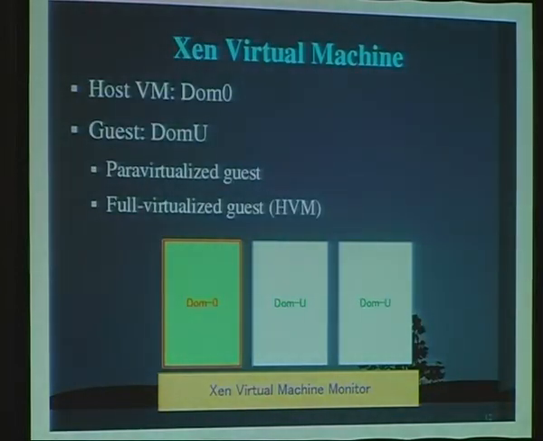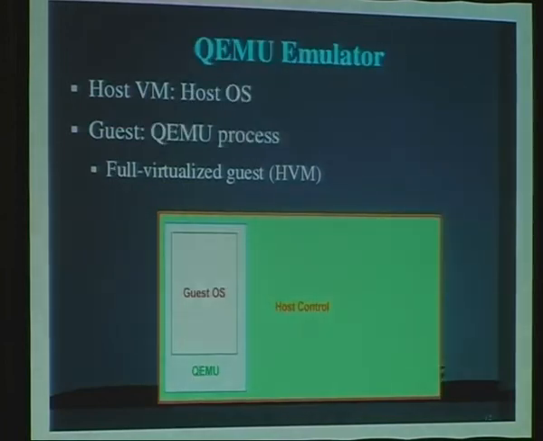How about Xen? Xen is an open source virtual machine monitor that comes under the GPL license and is now supported in the Linux kernel. In Xen, they call the host virtual machine domain 0, and the other guest virtual machines are called domain U. From domain 0, you control the other domain Us. That's about Xen. How about QEMU? QEMU is another type of virtual machine, but in the QEMU case, you run the guest virtual machine inside the QEMU process, and the QEMU process runs inside the host operating system.